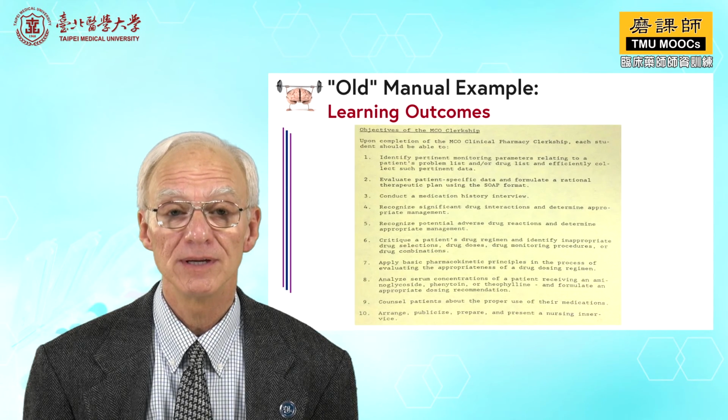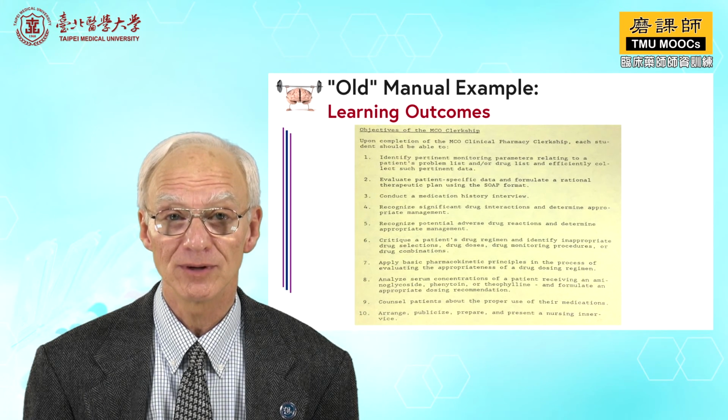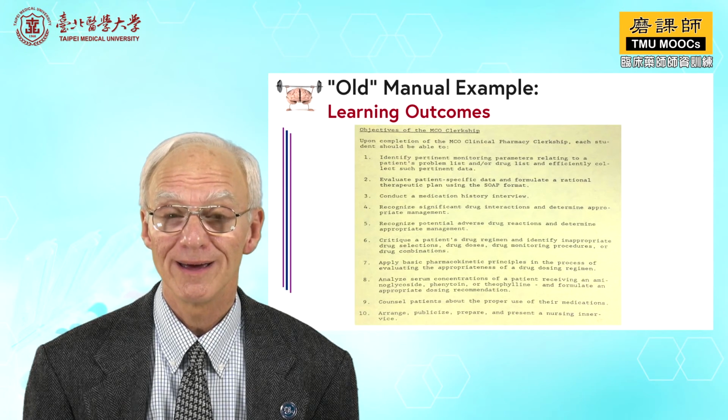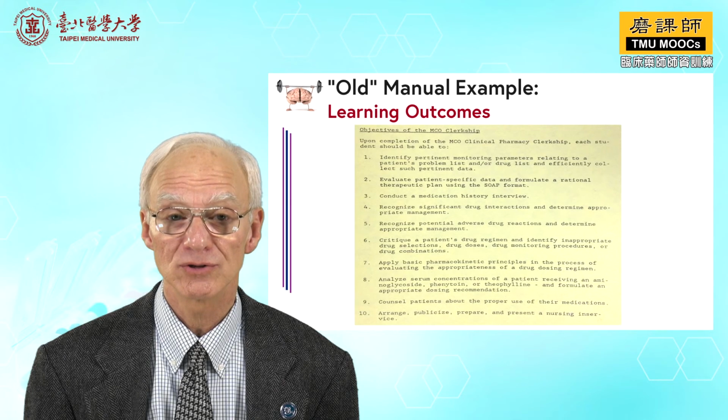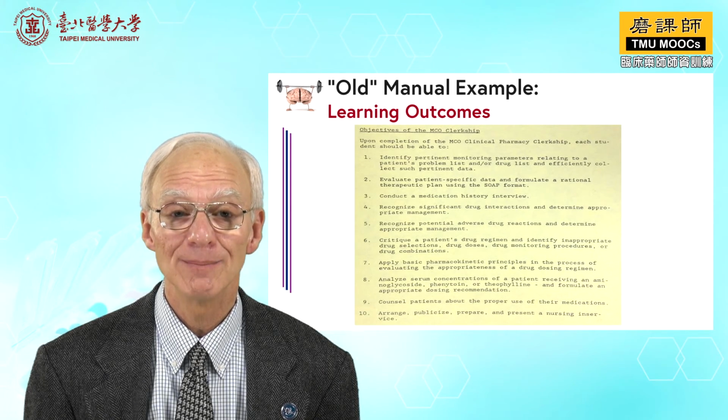The next section of the manual that I'd like to illustrate are the learning outcomes. Now, naturally, if everything revolves around learning outcomes, we need to provide those learning outcomes to the students. Every major learning outcome of the rotation should be printed and provided to the students in the manual.